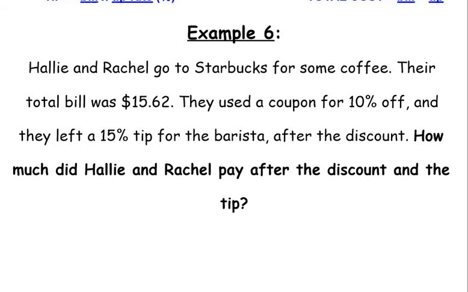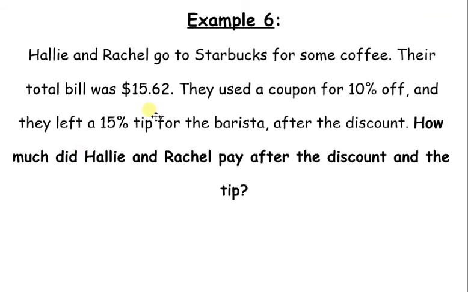All right, let's look at example number 6. So Hallie and Rachel go to Starbucks for some coffee. Their total bill was $15.62. They used a 10% off coupon. Oh, there's a discount. And they left a 15% tip for the barista after the discount. How much did Hallie and Rachel pay after the discount and the tip?